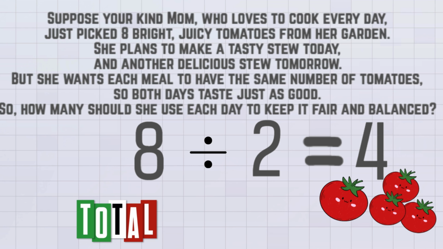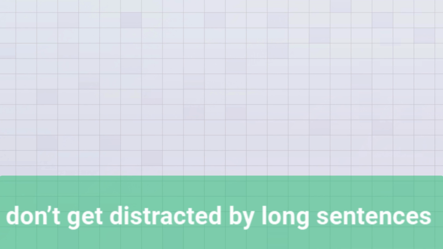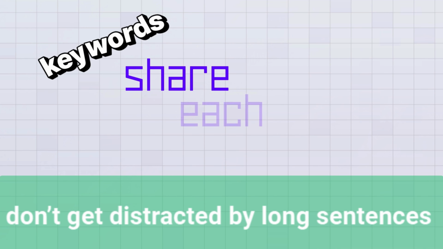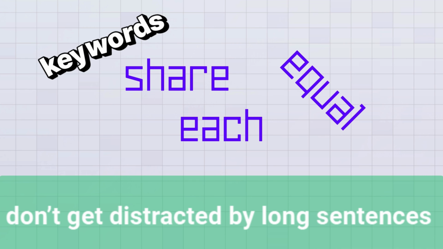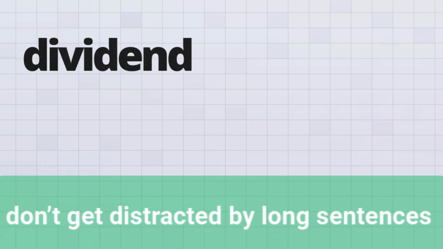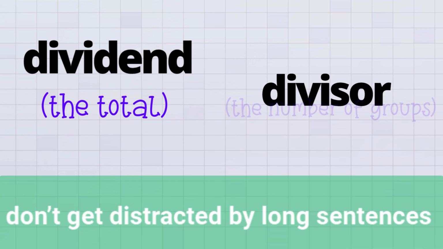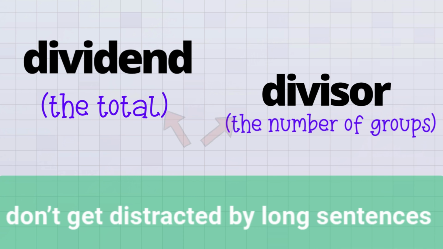And that's it. Just remember, don't get distracted by long sentences. Instead, search for keywords like share, each, or equal. Then identify your dividend, the total, and your divisor, the number of groups. Once you spot those, you'll always know exactly what to divide and how.